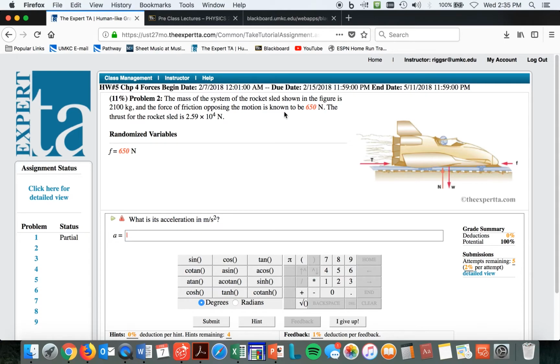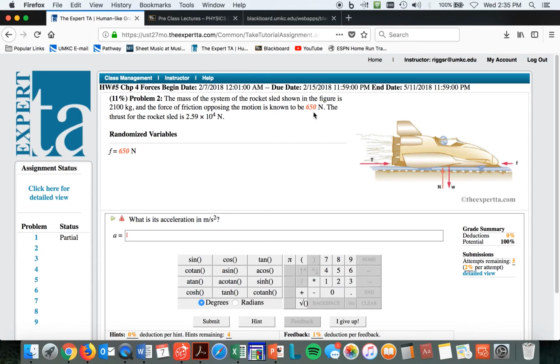The mass of the system of the rocket sled in the figure is 2,100 kilograms. Notice the normal force, we'll talk about the normal force and all that kind of stuff maybe in class on Tuesday. Normal force going up, weight going down. It's not flying up in the air and it's not crashing through the center of the Earth, so those two forces cancel each other out. What do I need to know? The thrust of the rocket is, and the force of friction opposing the motion is 650 newtons.